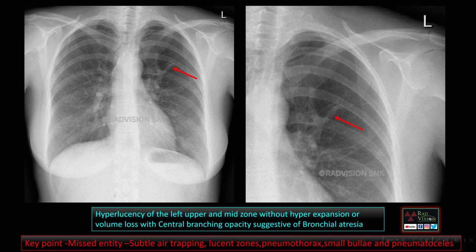So the commonly missed entities or areas are subtle areas of air trapping, lucent zones, even small or minimal pneumothorax at the peripheries, and also small bullae and small pneumatoceles are often missed. These areas should be seen very carefully.